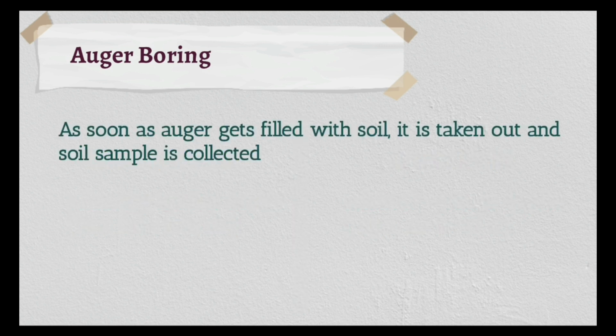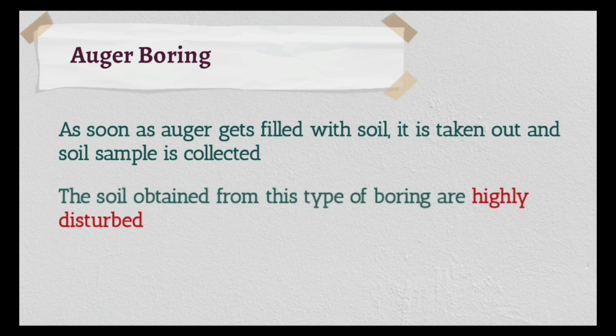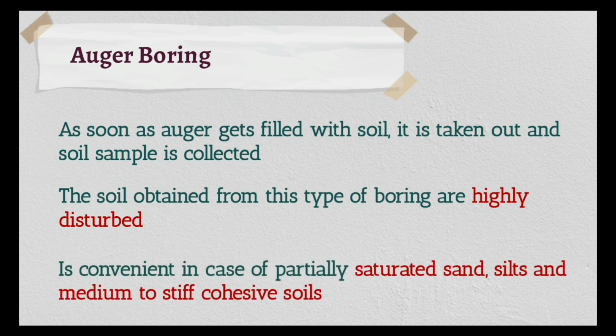Now let us see how the auger boring works. As soon as the auger gets filled with the soil, it is taken out and the soil sample is collected from the auger. But the only disadvantage of auger boring is that the soil obtained from this type of boring is highly disturbed. This auger type of boring is convenient for partially saturated sands, silts and medium to stiff cohesive soils.